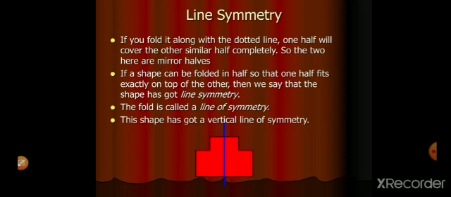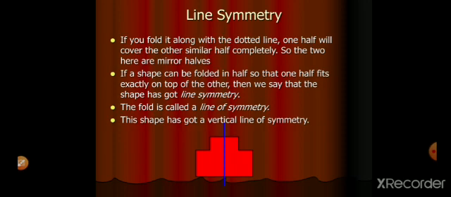If a shape can be folded in half so that one half fits exactly on top of the other, then we say that the shape has a line of symmetry. We can consider many examples. You can see both your hands. One hand will cover the other hand exactly. It means the right palm will completely cover the left palm. So you can see that both your hands are superimposed on each other and are mirror images of each other.